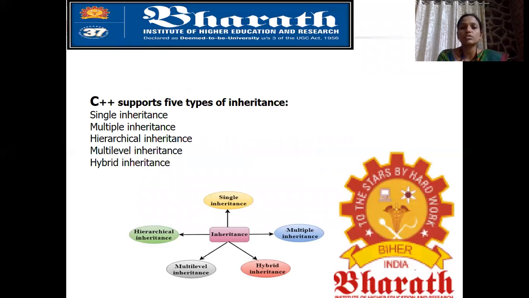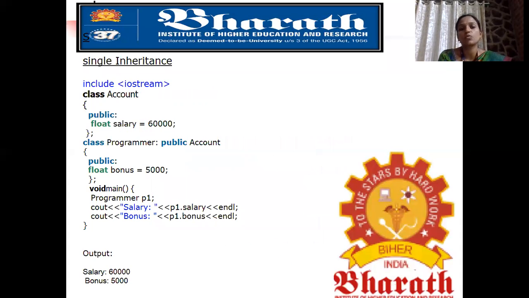So it supports 5 types of inheritance: single inheritance, multiple inheritance, hierarchical inheritance, multi-level inheritance, and hybrid inheritance. So we will see how many types of inheritance there are. Let's see one example.